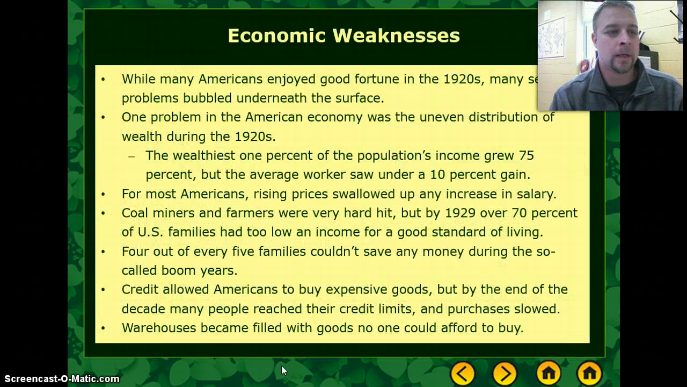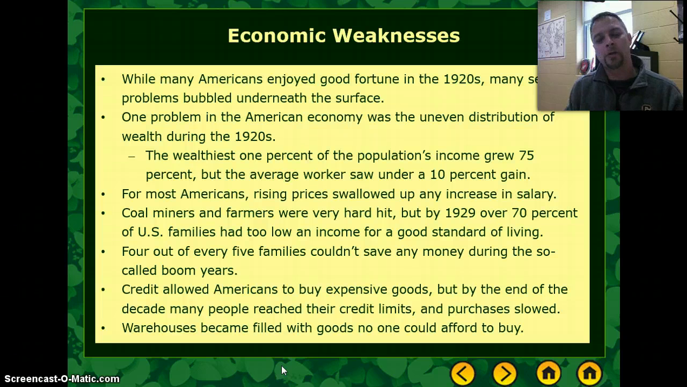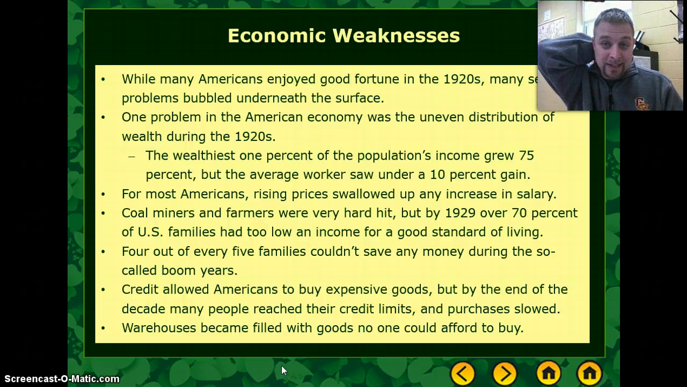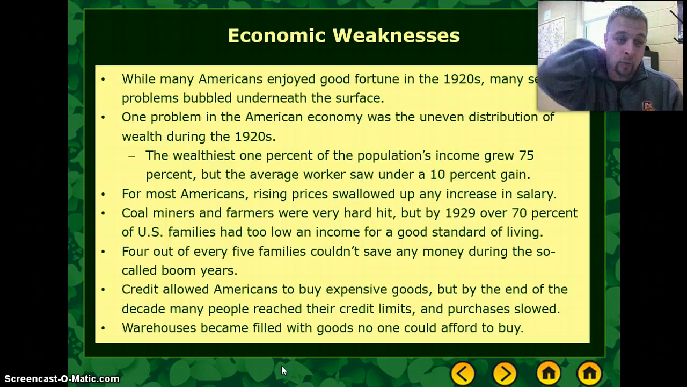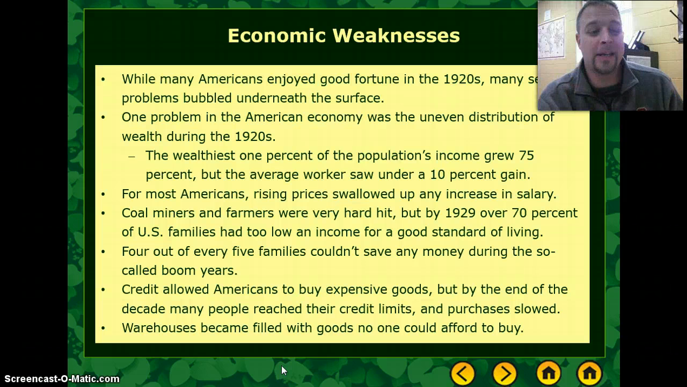The election really demonstrates the conflicts that were dividing the nation under the surface. While many Americans were enjoying good fortune in the 20s, there were some serious problems underneath the surface. One was wealth inequality.